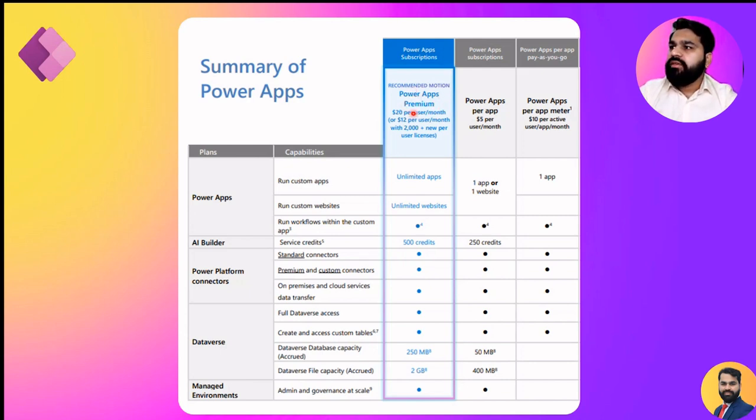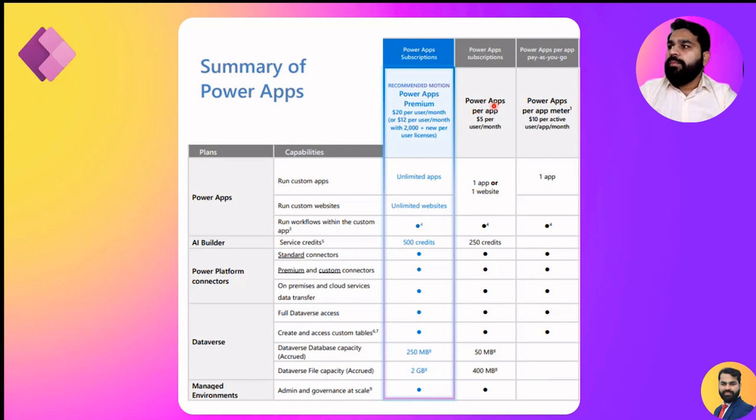I'll go ahead with the cost first: $20 per user per month, right? This is assigned to a particular user. Any organization can go ahead and buy these licenses in bulk from Microsoft to their tenant, and then these can be allocated to different users of their organization. Okay. This is the first type, $20 per user per month, which is called the Power Apps Premium license.